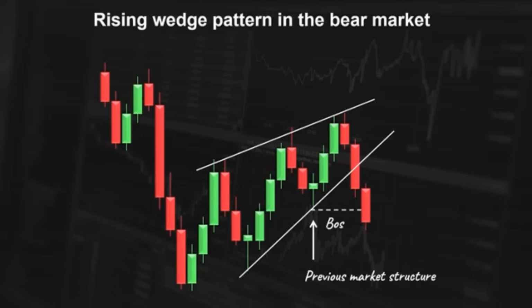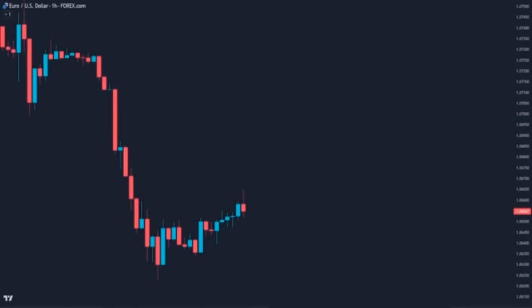The rising wedge can also appear in 2 different market conditions. 1. As a reversal pattern. This signals that buyers are losing momentum and sellers are preparing for a breakdown. The breakout confirms a trend reversal, shifting from an uptrend to a downtrend.